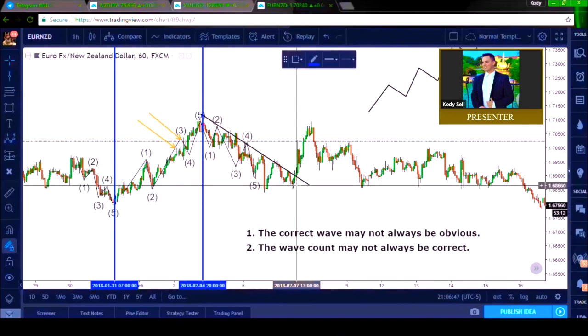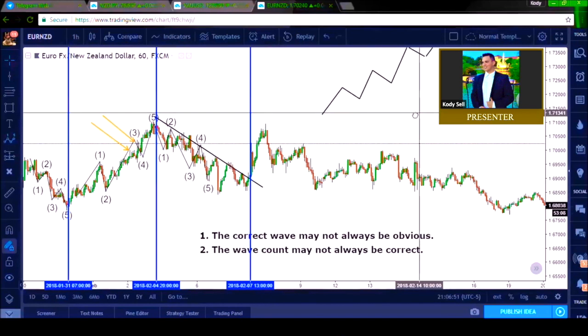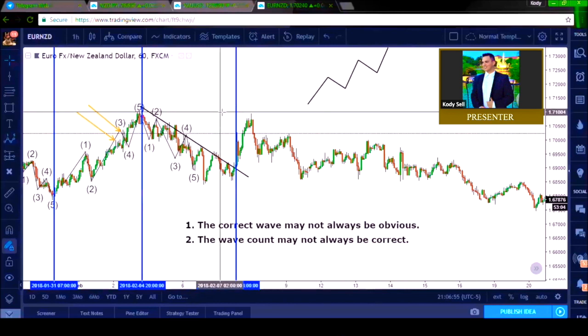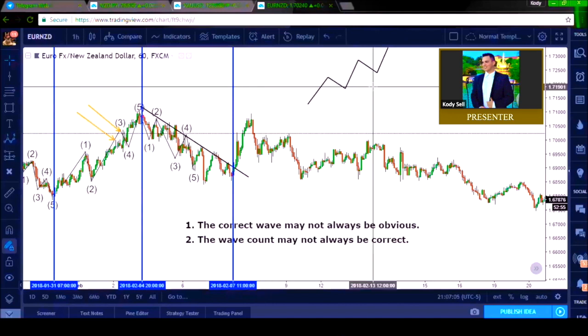And the problem with anything that is subjective is that when it comes to live market trading, it opens up problems. Okay, now the issue might not always be that the wave count is longer than Elliott wave. Sometimes the wave count is shorter than Elliott wave. So here's a great example.